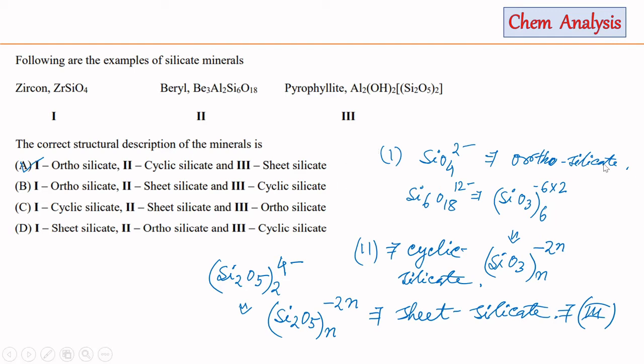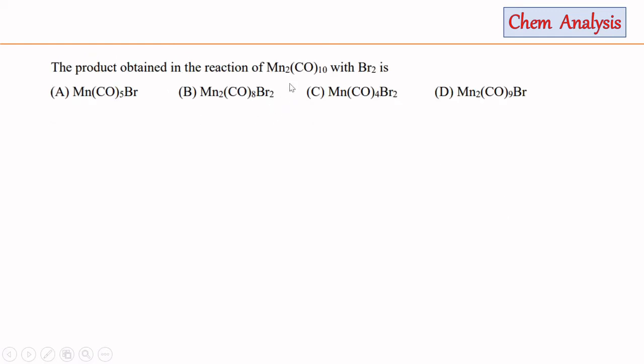Okay. In cyclic silicate, each SiO4 unit will share 2 oxygen atoms with the neighboring SiO4 units, and in case of sheet silicate, each SiO4 unit will share 3 oxygen atoms with the neighboring SiO4 units and generate the sheet silicate. This is a very easy question. We have to tell about the product for the reaction between Mn2(CO)10 with Br2, and it will be governed by the 18 electron rule.